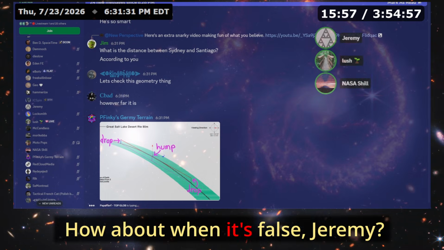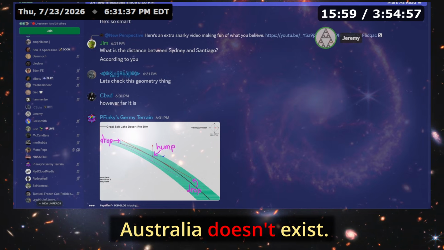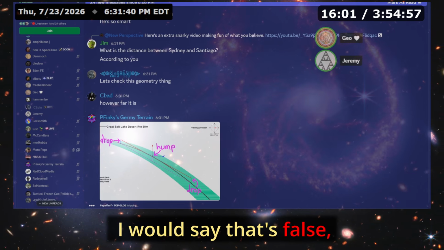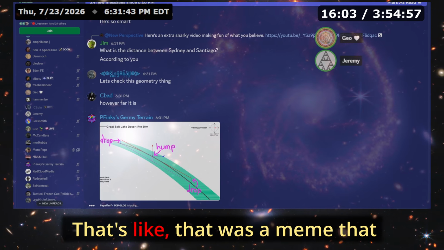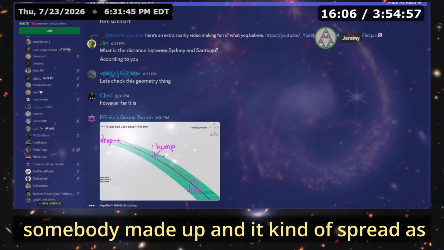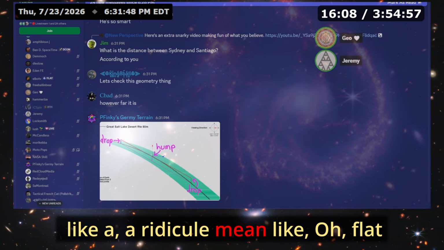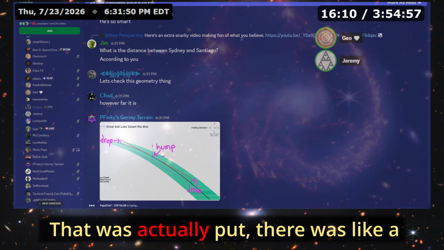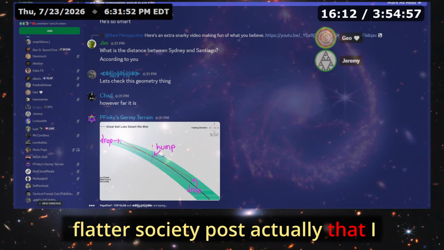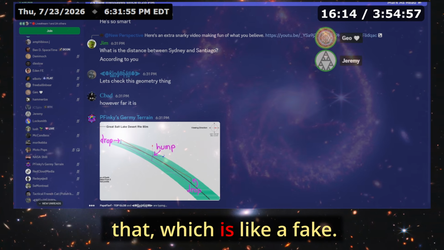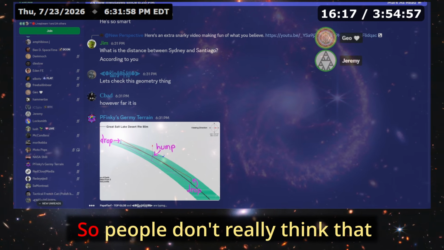Well, how about one is false, Jeremy? Australia doesn't exist. I would say that's false. But that's not even a real one. That was a meme that somebody made up, and it kind of spread as a ridicule meme, like, oh, flat earthers don't think Australia exists. There was actually a Flat Earth Society post that I think originally posted that, which is like a fake. It wasn't a real thing, so people don't really think that.